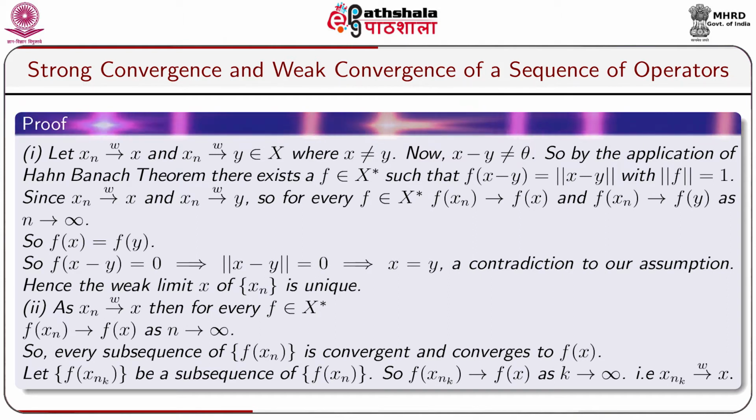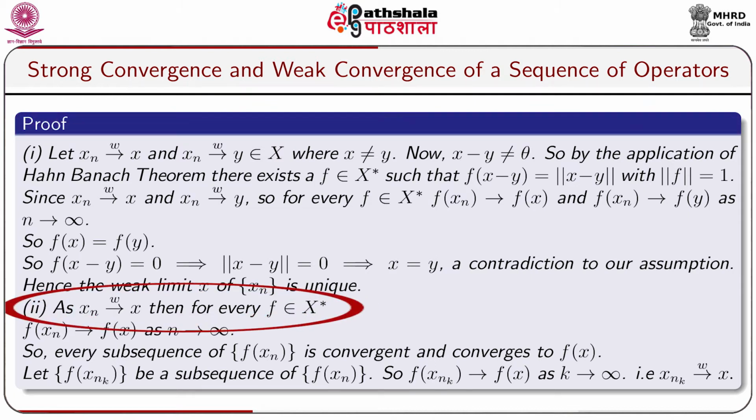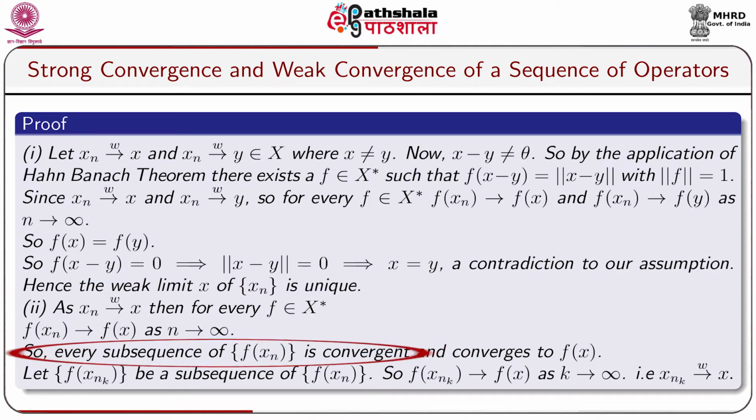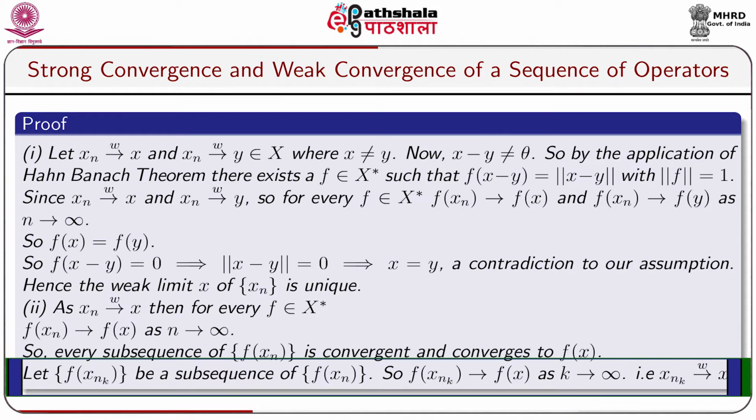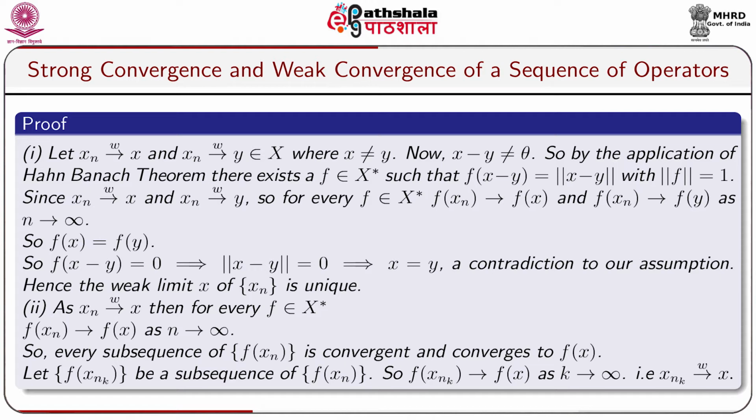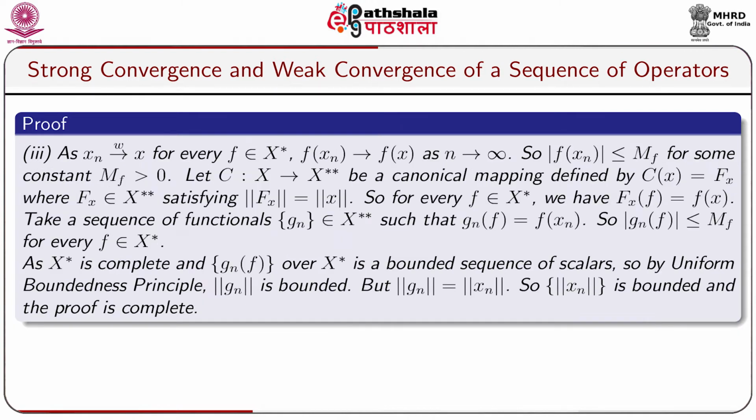Now, we shall give a proof of 2. As x_n converges to x weakly, for every f belonging to X star, f(x_n) converges to f(x) as n tends to infinity. So, every subsequence of the sequence f(x_n) is convergent and converges to f(x). Let f(x_nk) be a subsequence of the sequence f(x_n). So, f(x_nk) converges to f(x) as k tends to infinity. That means, x_nk converges to x weakly.